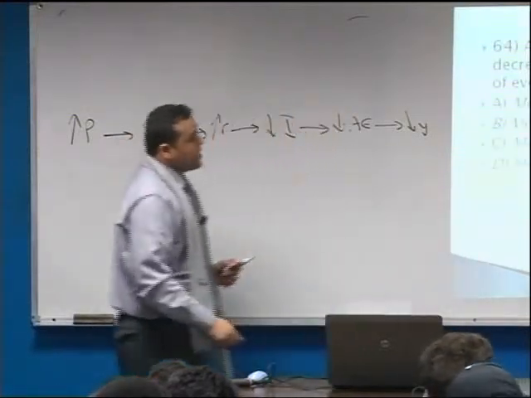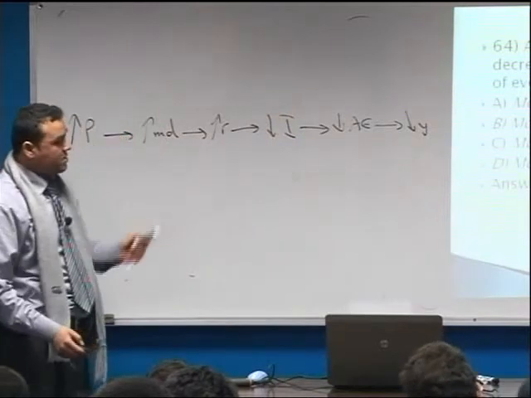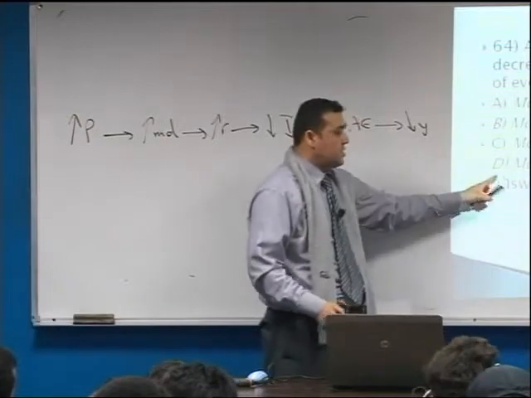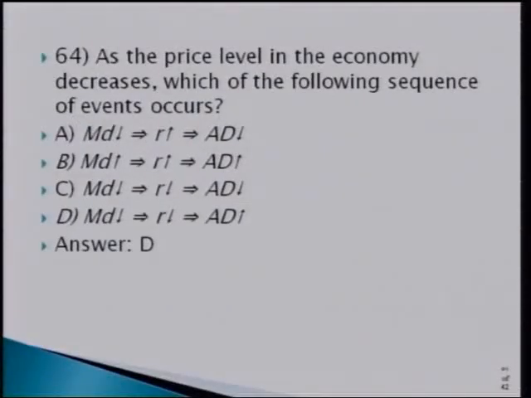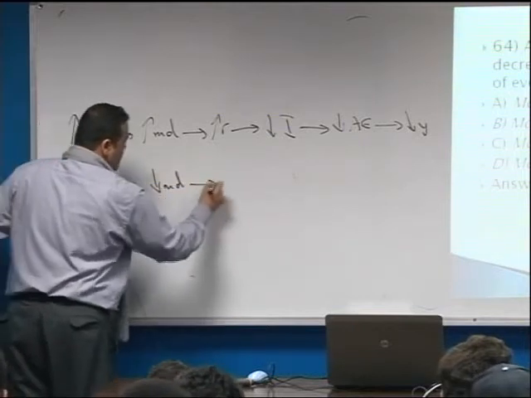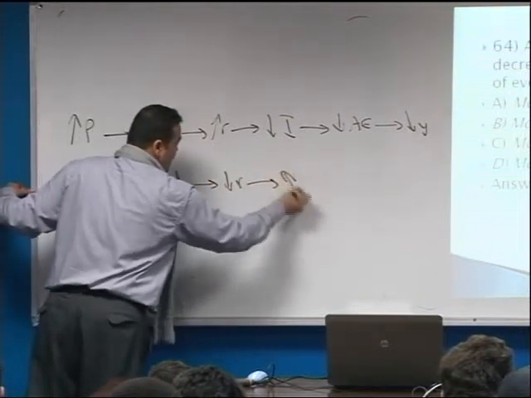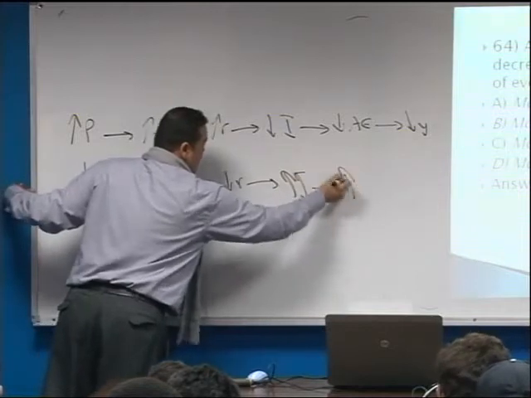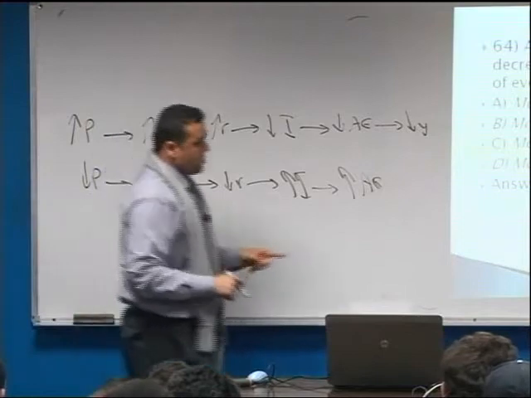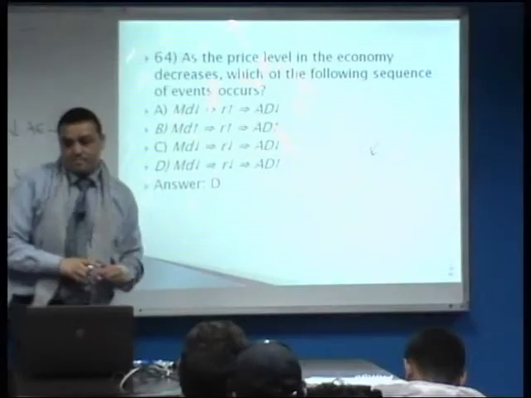Okay, as the price level of the economy decreases, which of the following sequences of events occurs? Decreasing prices, what do they do? Decreased money demand, decreased R, increased I, increased aggregate expenditure, so the aggregate demand. So the best answer is D.